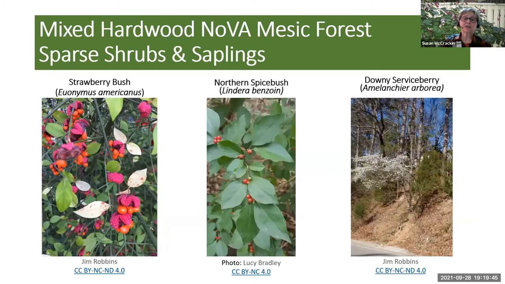Now we're going to talk about sparse plants, and these are those that are usually present but are found in smaller quantities, and we have tall and lower shrubs in this category too. The tall shrubs include the strawberry bush, which gets its name from those really showy sort of warty capsules that you see there, and these eventually split open to expose the seeds.